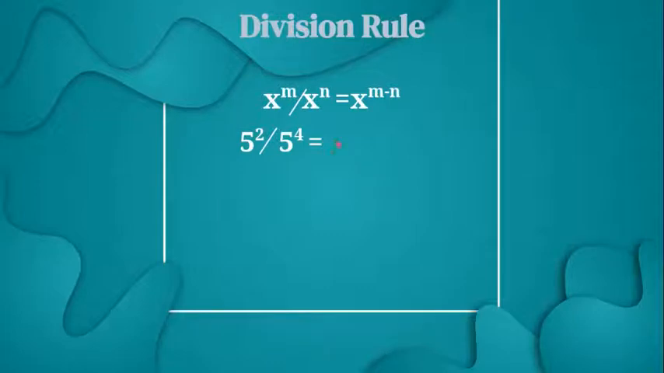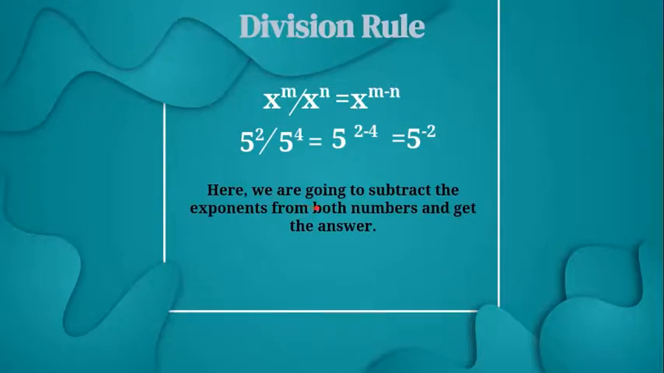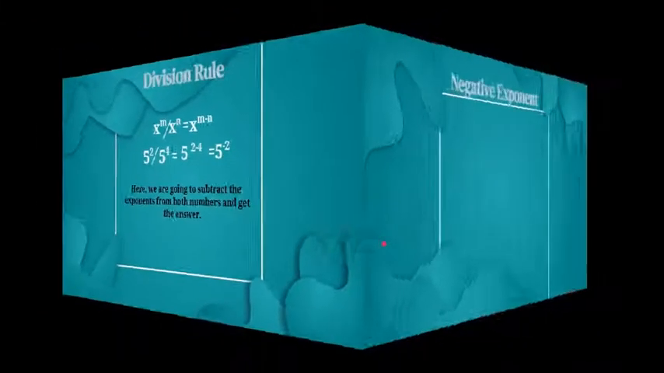You're just going to write 5 in the answer, and you're going to subtract the exponents from each other. In the previous one, we added them, and now we're going to subtract them. So 5 to the power of 2 minus 4, which is negative 2. So 5 to the power of negative 2. Here we're going to subtract the exponents and get the answer.